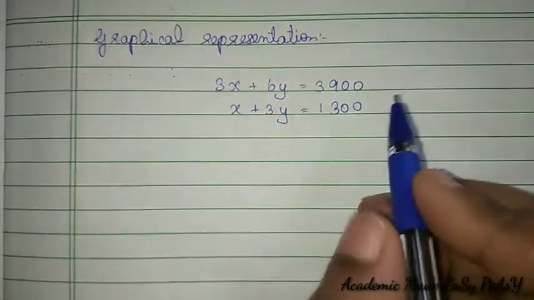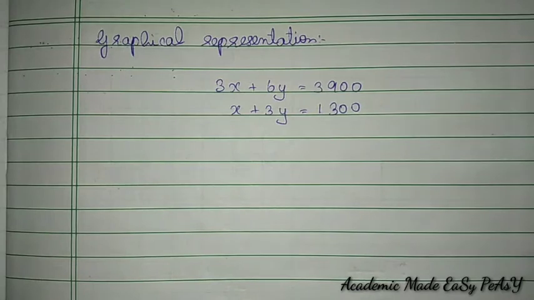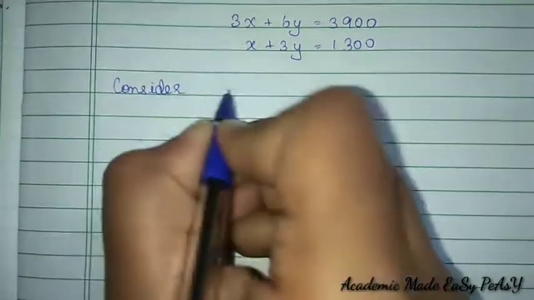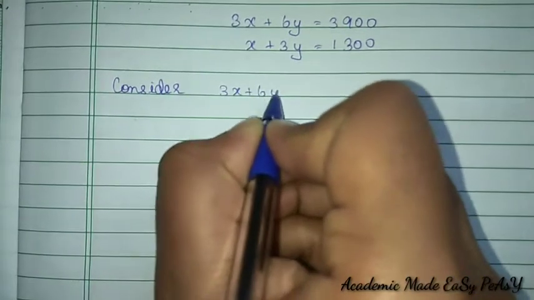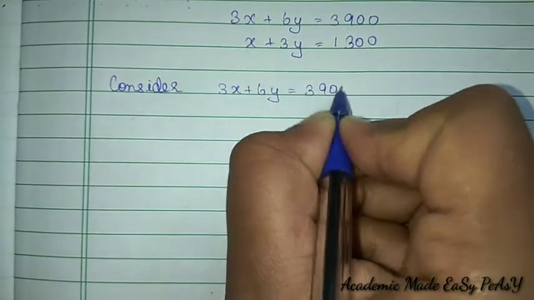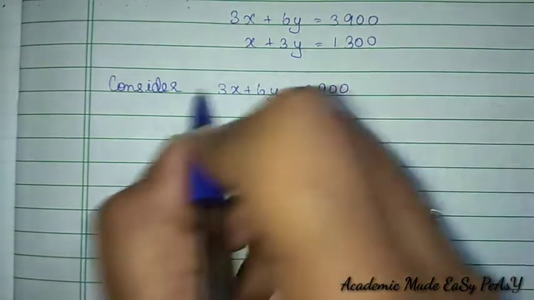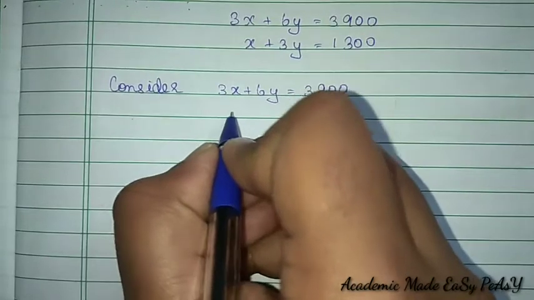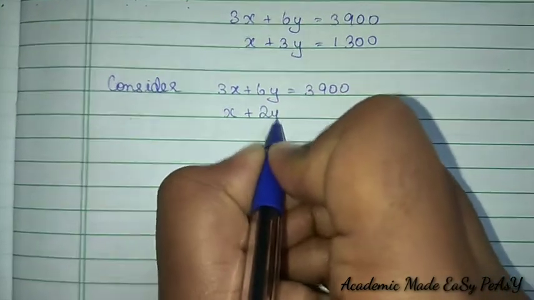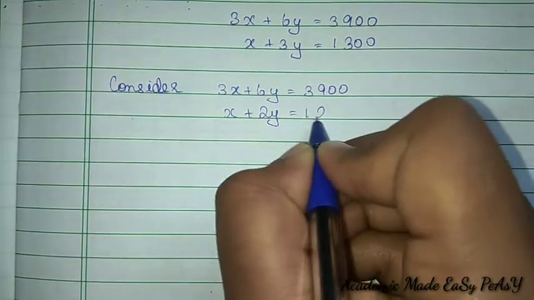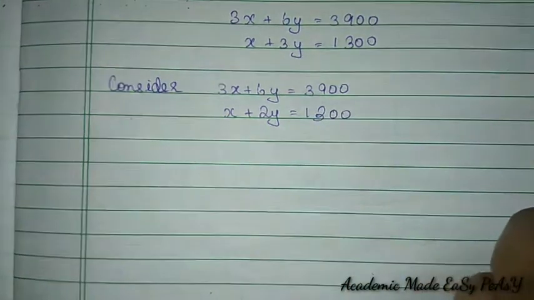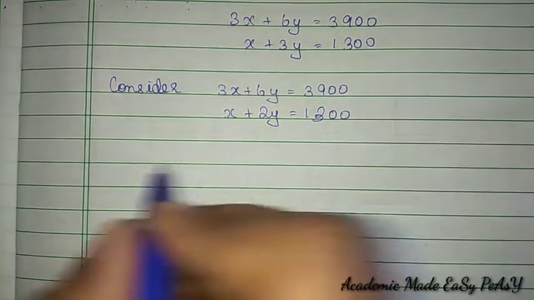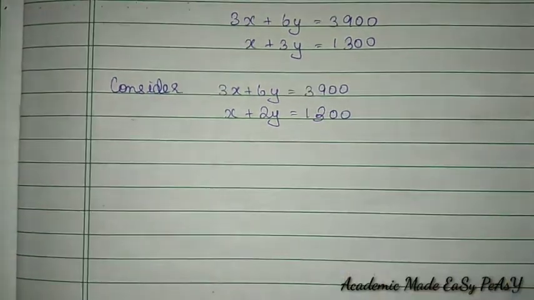So now let us check for first equation. So now consider equation 1. 3x plus 6y is equal to 3900. So now we can take 3 out. So I will be dividing 3 throughout. So therefore I will have x plus 2y is equal to 1300. Okay, x plus 2y is equal to 1300, and I will be plotting the graph using coordinates.